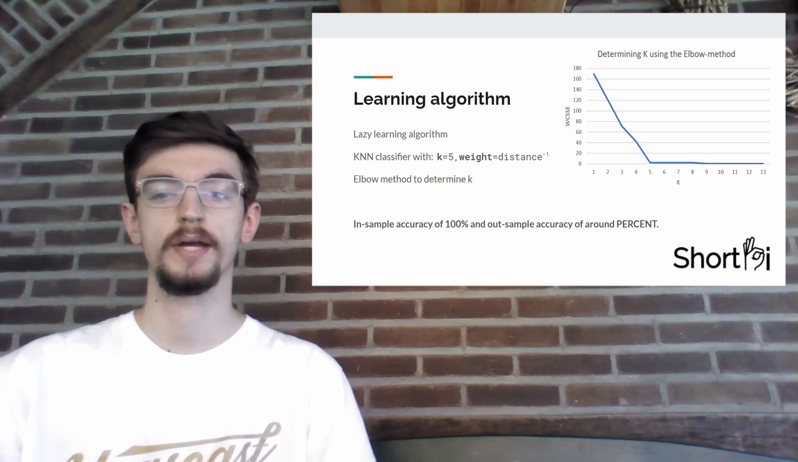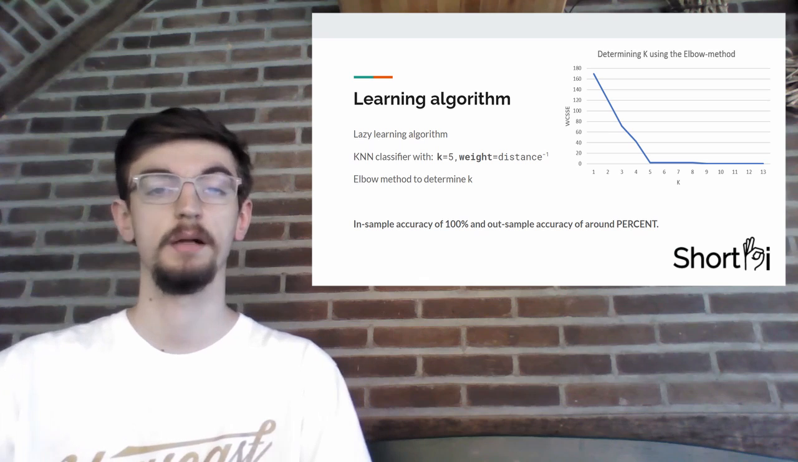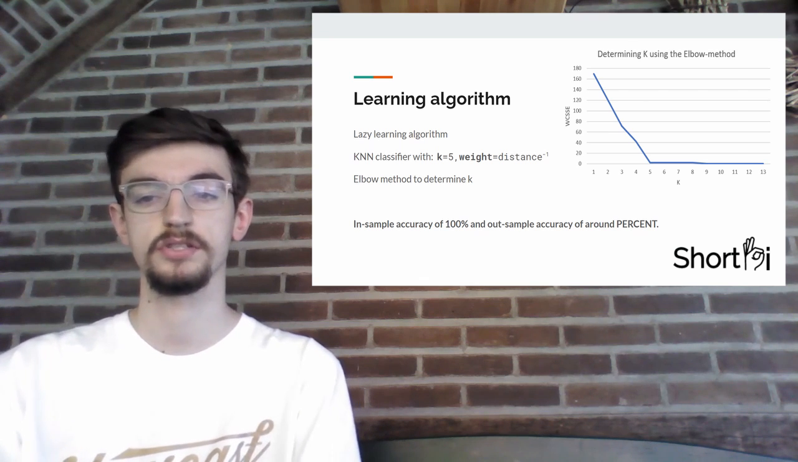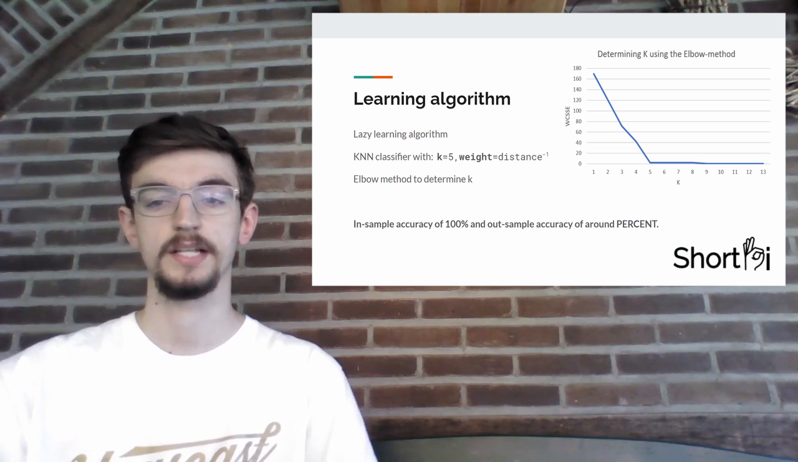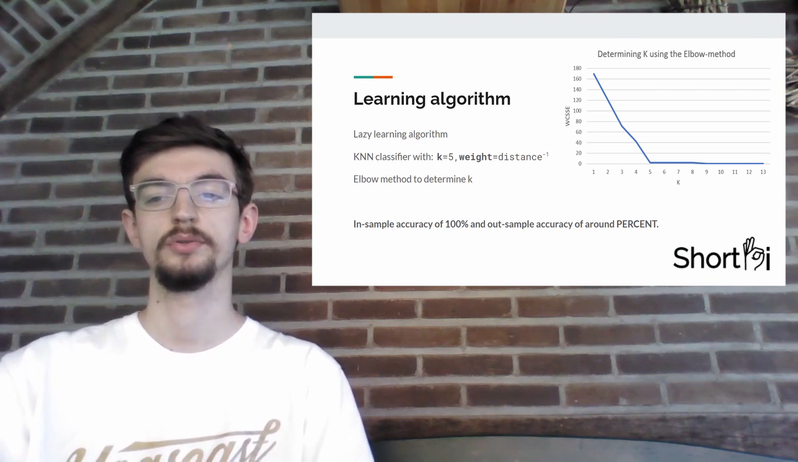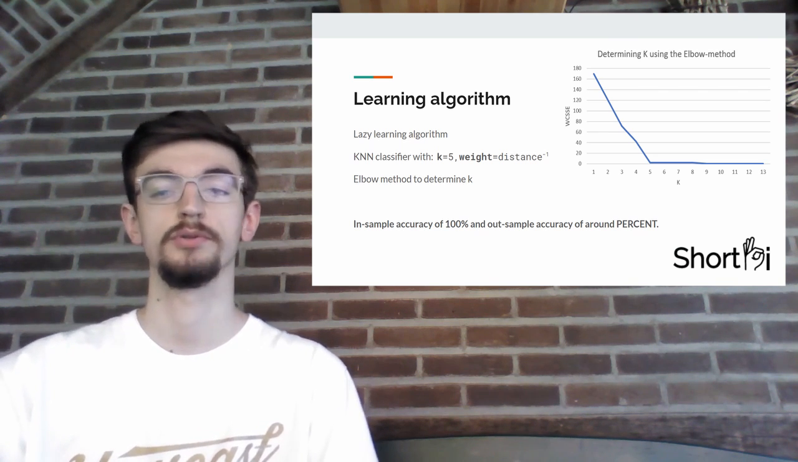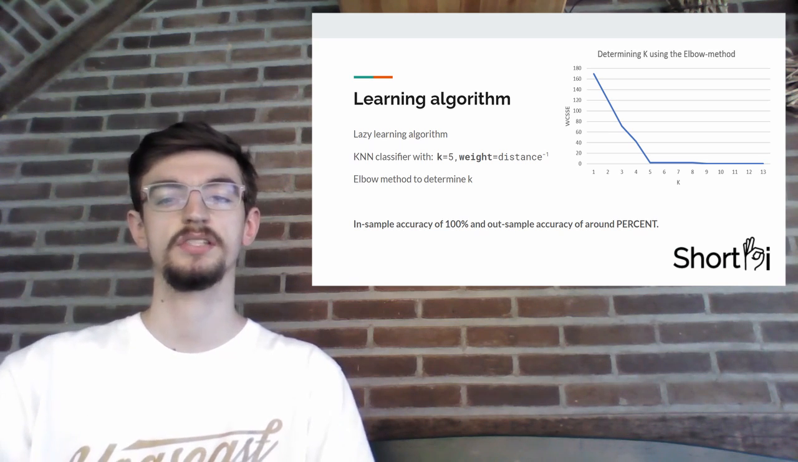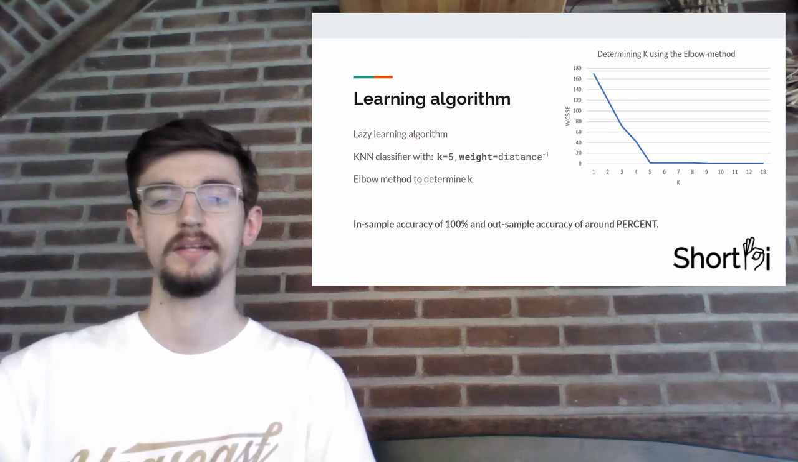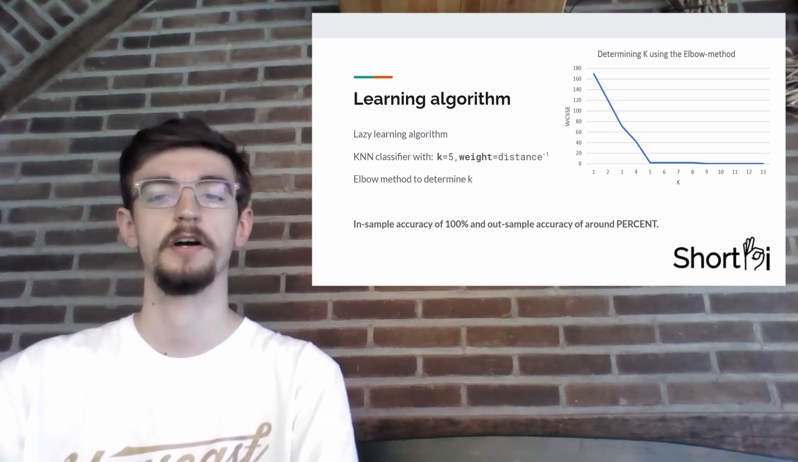To determine the optimal parameter for K, we use the elbow method by plotting our within-cluster sum of squares, also WCSS, against different values for K, leading to a good value of K equals 5. The in-sample accuracy of our test dataset in our prototype was 100%, and an estimated out-of-sample accuracy of 95%.